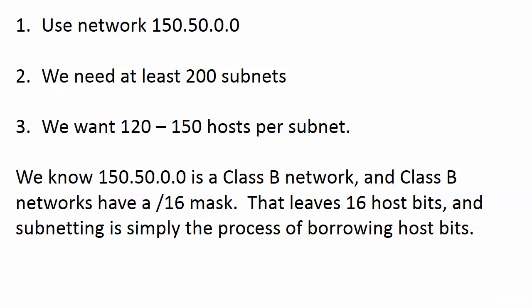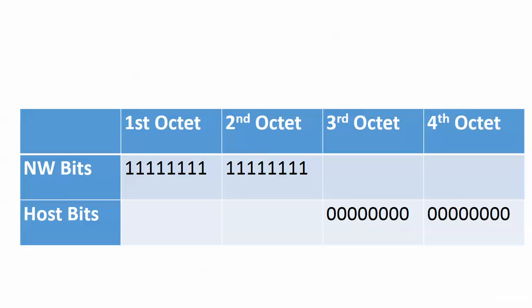Now, Class B networks, we know, have a 255.255.0.0 network mask, or /16. So we have 16 network bits, we have 16 host bits, and what is subnetting? It is simply the process of borrowing host bits. You're always borrowing zeros, you never borrow ones. So here's what our mask looks like right now, and we can proceed from there.